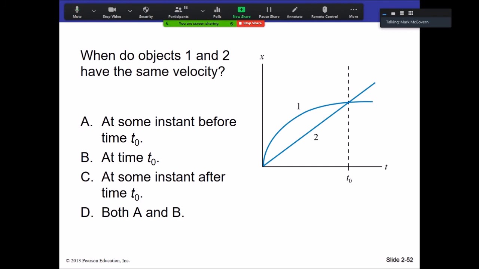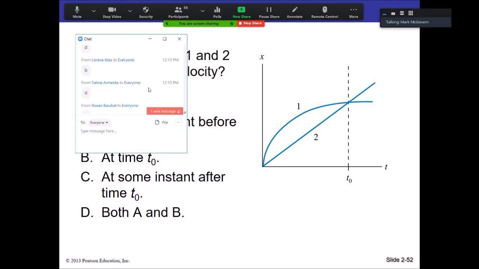All right, next question. We got two objects, and I'm showing you their position versus time graphs. At what point do they have the same velocity? Oh, how far am I here? Oh my gosh, I got alphabet soup going on here. I don't like alphabet soup. All right, we're settling in on B maybe. But I don't like B very much.